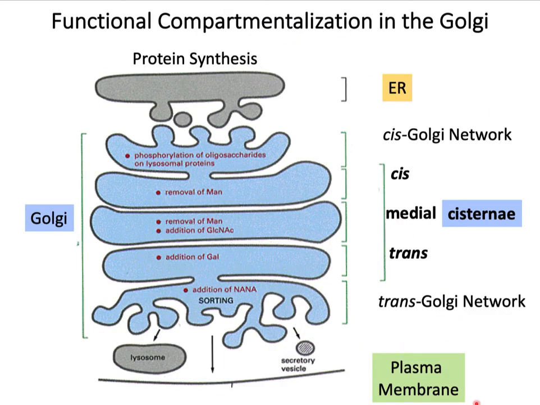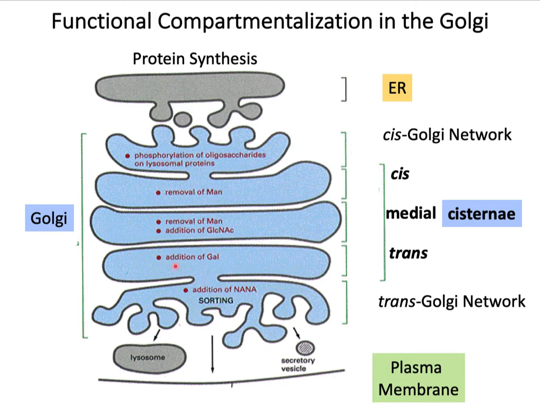What is really interesting is that all these biochemical reactions, all of these removals and additions of sugars, are compartmentalized in the Golgi. So only certain reactions happen in certain Golgi stacks. You have the removal of mannose in the cis-cisterna or the cis stack, addition of some sugars in the medial stack, and addition of some of the sialic acids in the very trans region of the Golgi.